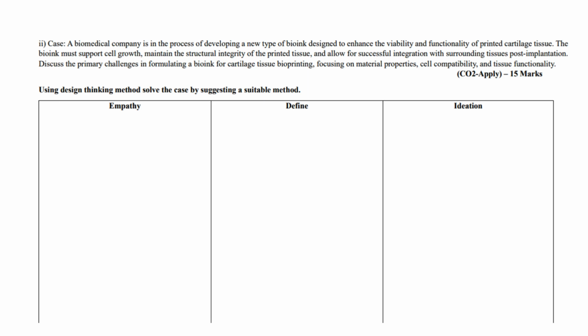So, followed by, you need to discuss the primary challenges in formulating a bioink for cartilage tissue bioprinting, where you have to focus on the material properties, cell compatibility, and tissue functionality. Likewise, in case 1, you need to go with the design thinking method to solve this case. So I have created a video which tells more in depth about the bioprinting process to make it easier to solve the case study.